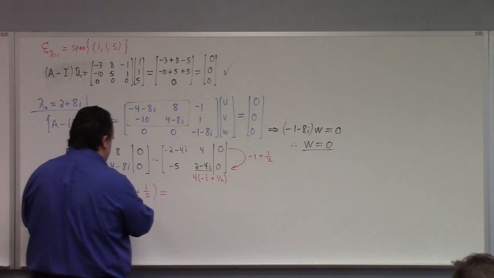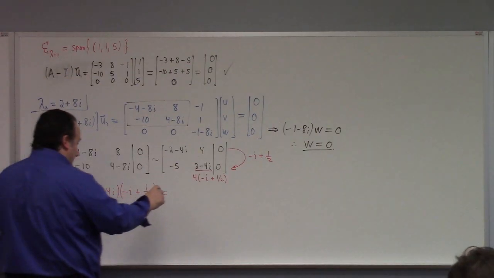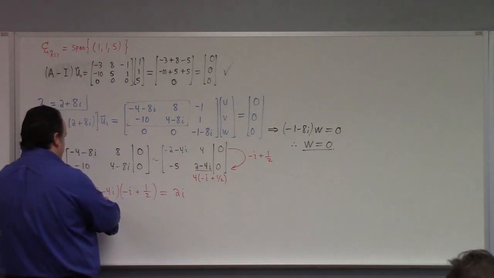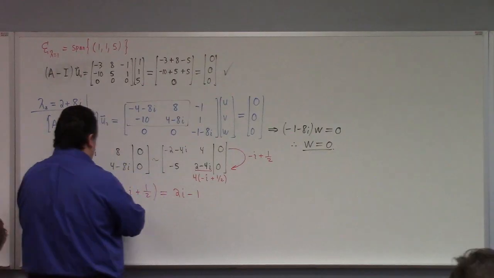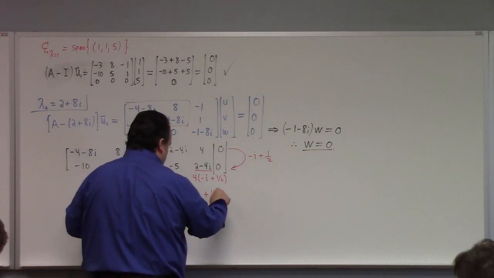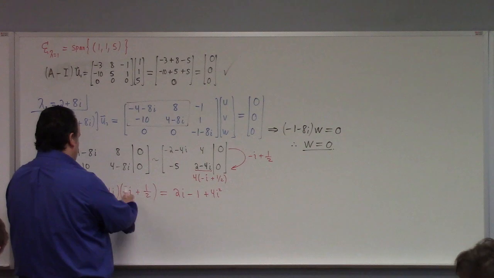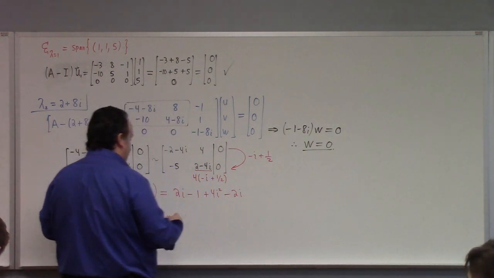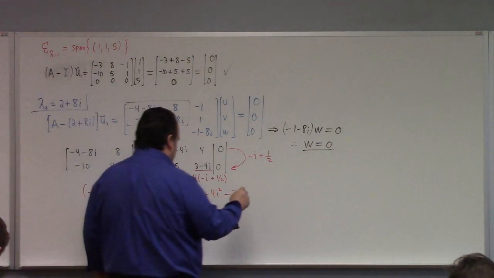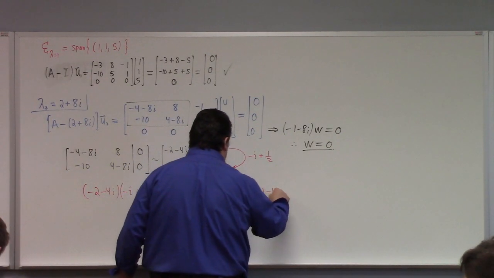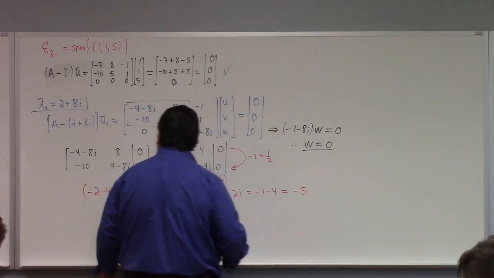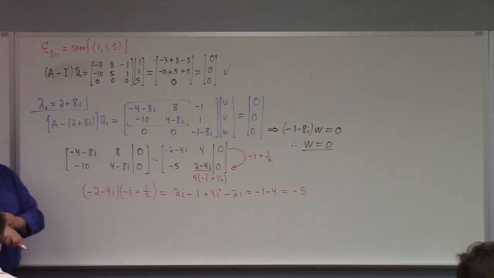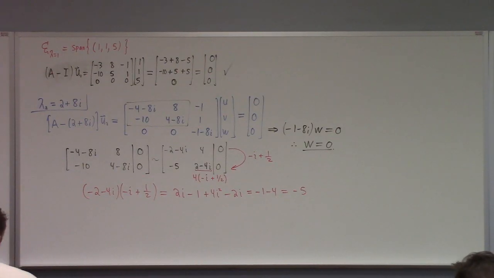So when I multiply this out, I get 2i, and then minus 1, and then plus 4i squared, and then minus 2i. The 2i's cancel, and that gives me minus 1 minus 4, also known as minus 5. Hey, there you go. So indeed, if we take the top equation and multiply by minus i plus 1/2, we get the bottom equation.